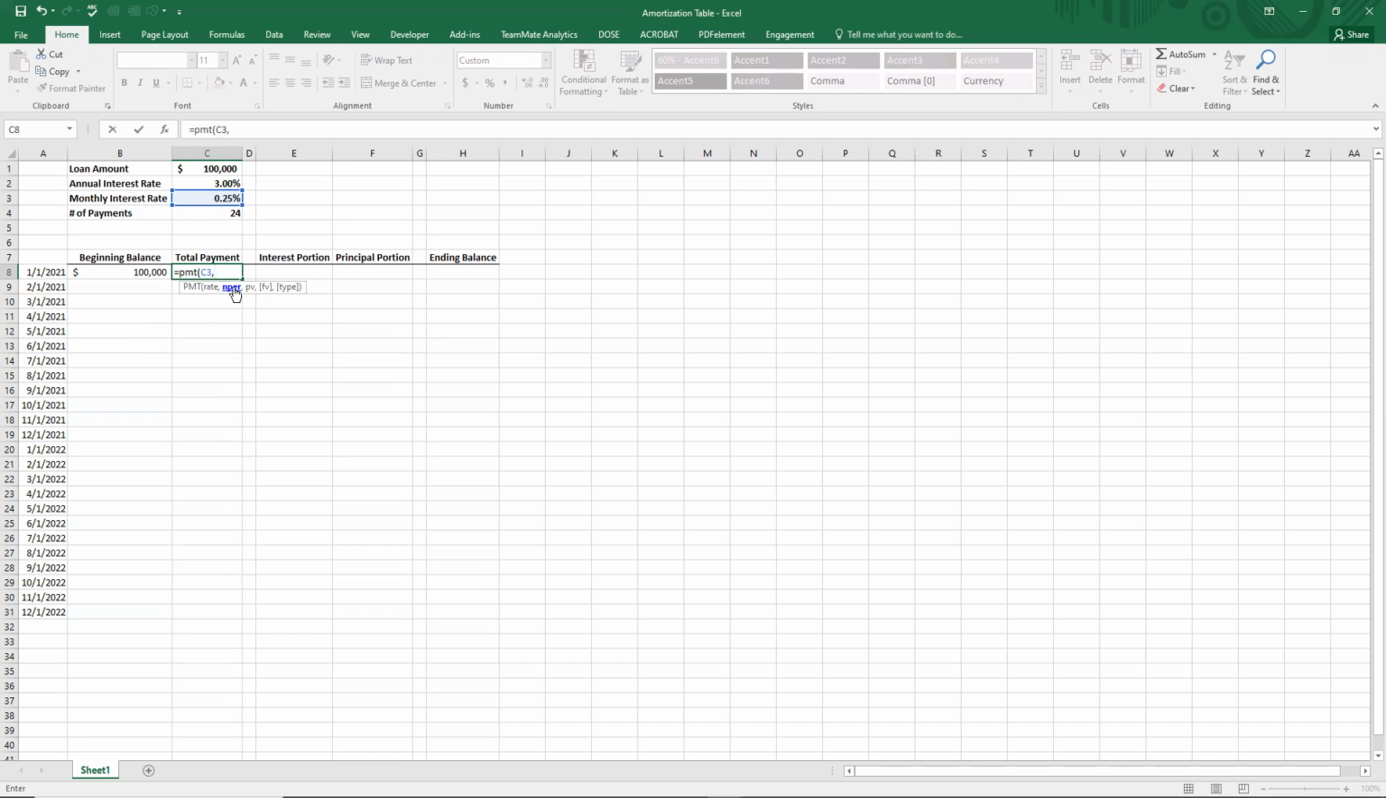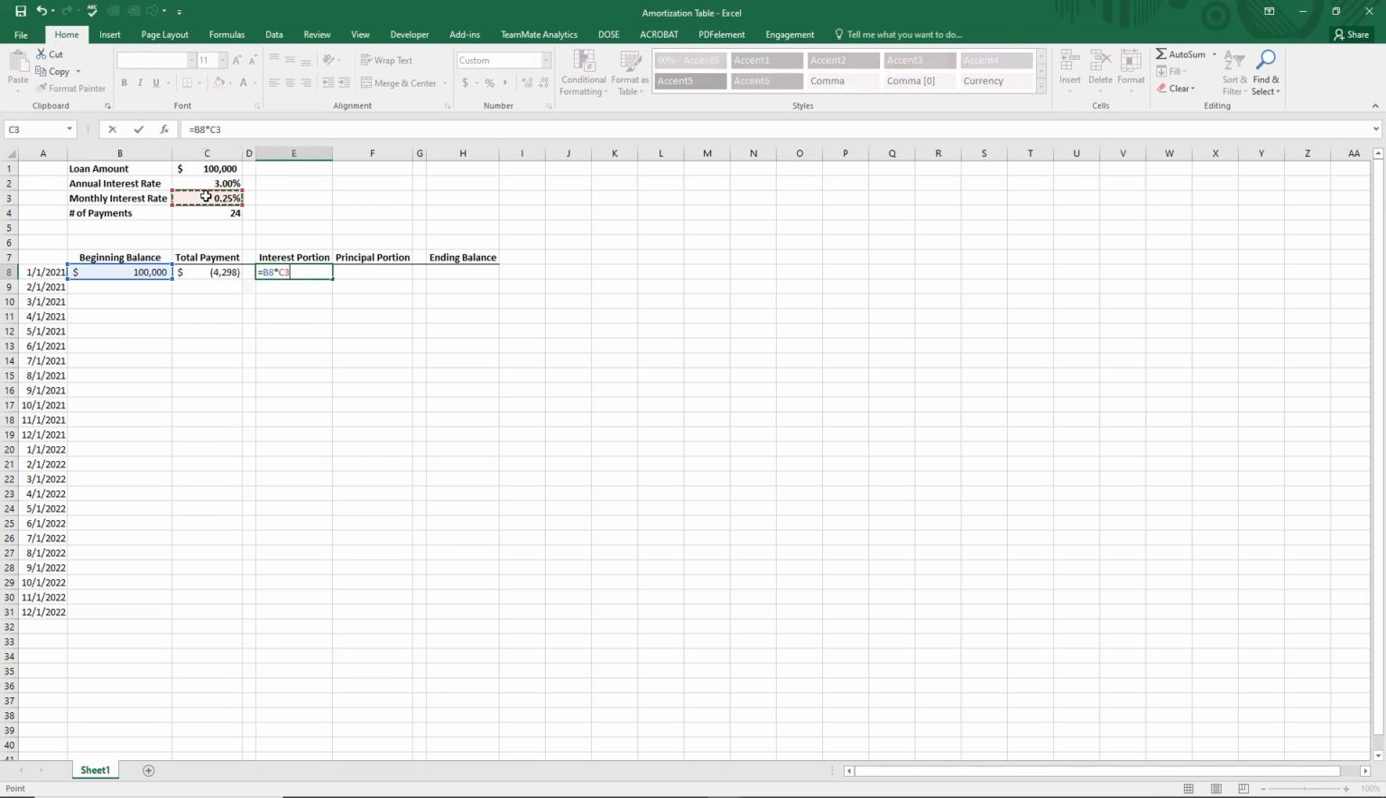Next thing that it's going to ask for is number of periods. It's 24 periods, as we already determined, comma. Next thing that it's going to ask for is the present value of the loan amount, which is another way of just saying the $100,000 loan amount before any payments were made. So reference that $100,000 and then close the parentheses. And you're going to get a payment of $4,298.